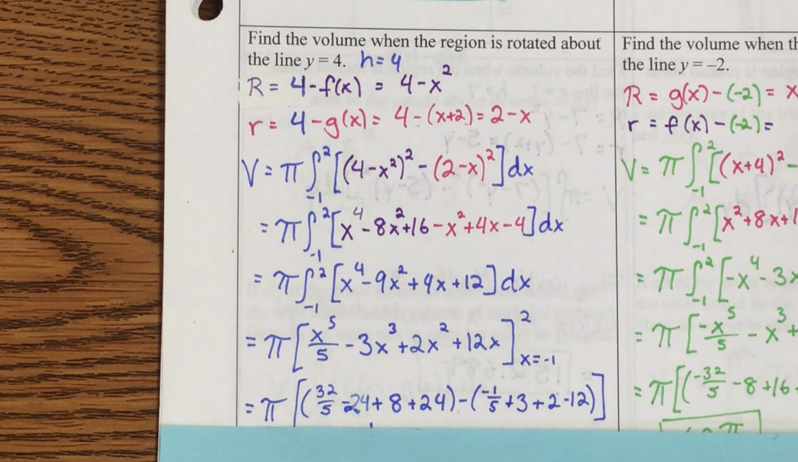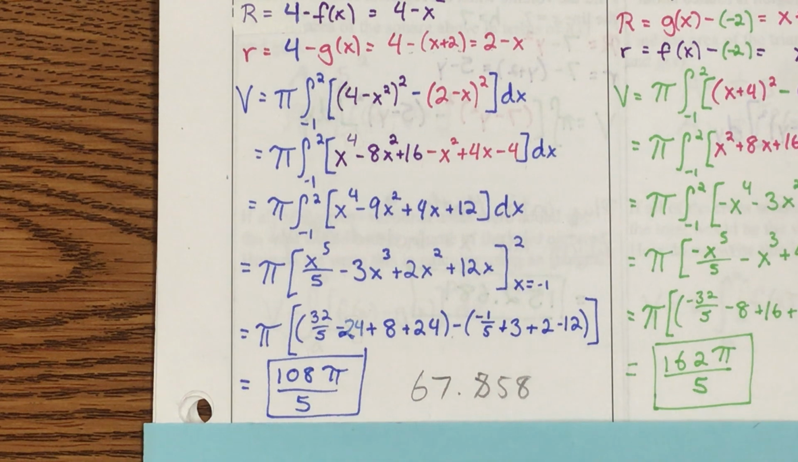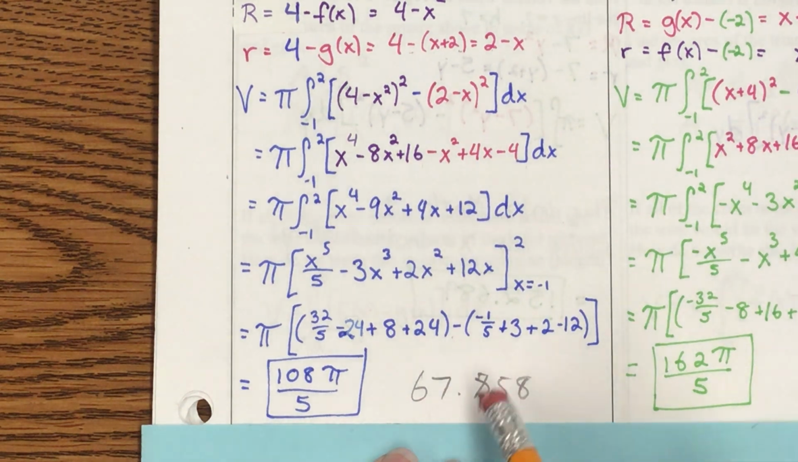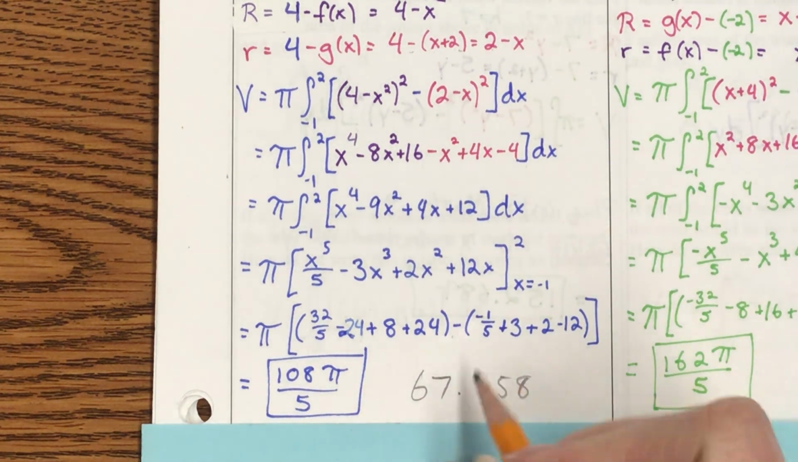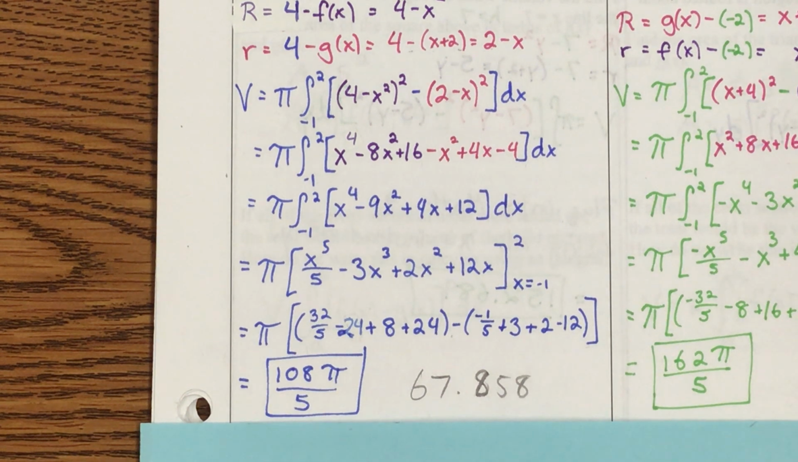So plug those in. And we end up with 108 pi over 5, which is 67.858. It's not a pretty number. Okay, and again, just kind of leave it in a fraction. There's no point to changing it to a decimal unless you're specifically asked to.